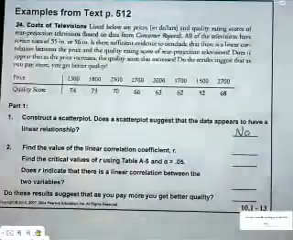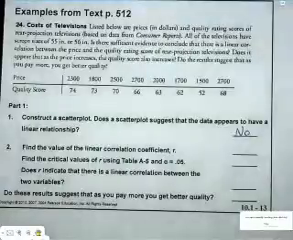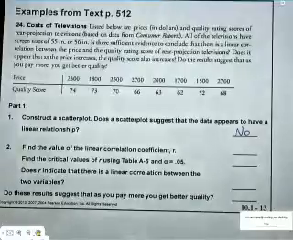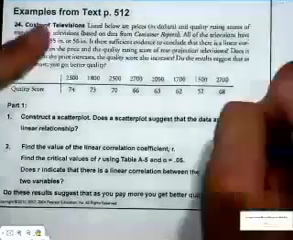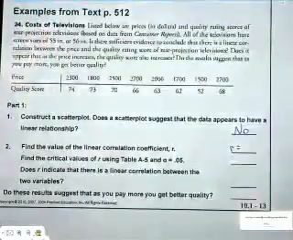Remember where to find R? Linear regression t-test, stat, tests, and then scroll down to the letter F. Everything should already be set up correctly. You just go down to calculate, press enter. And somebody give me that R value to 3 decimal places. 0.543, is anybody second that?